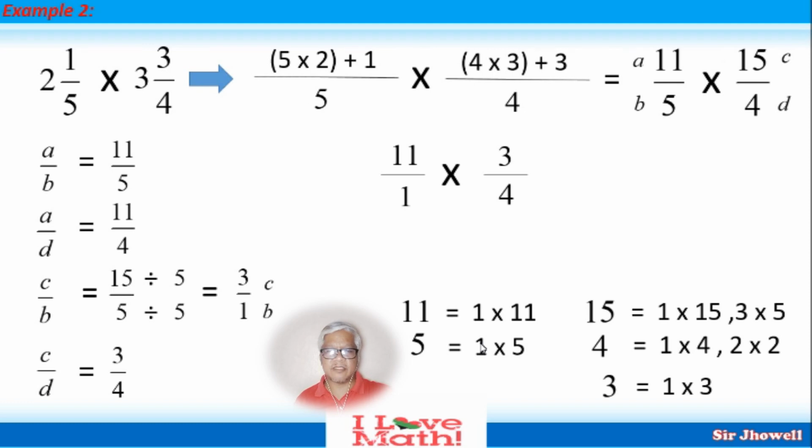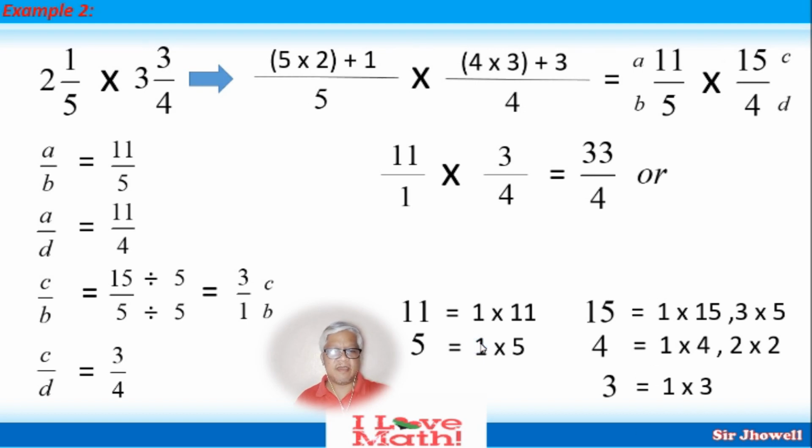So, time for us to get the products of numerators and denominators. What is 11 times 3? The answer is 33. What is 1 times 4? The answer is 4. Therefore, our answer here is 33 over 4. Take note, 33 over 4 is an improper fraction. So, pwede natin itong i-convert into a mixed number. Paano nga? How many 4s in 33?